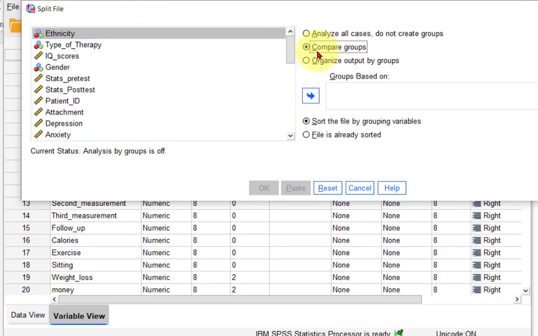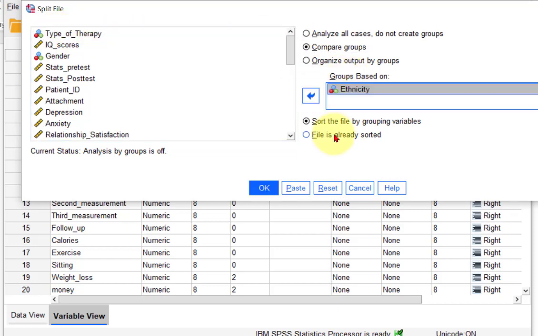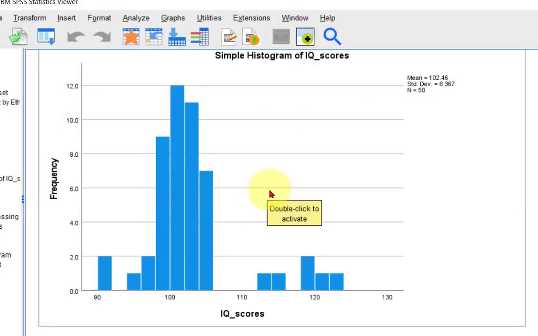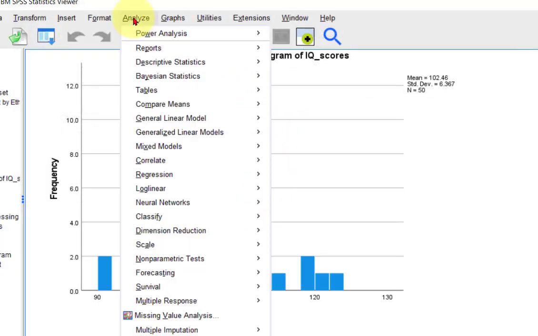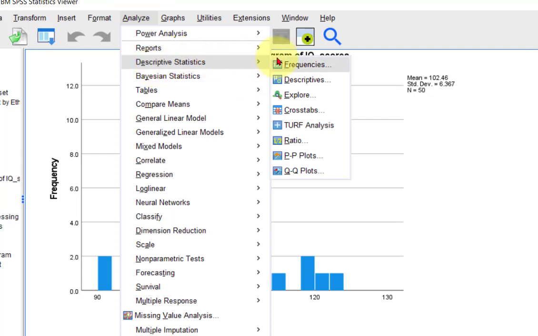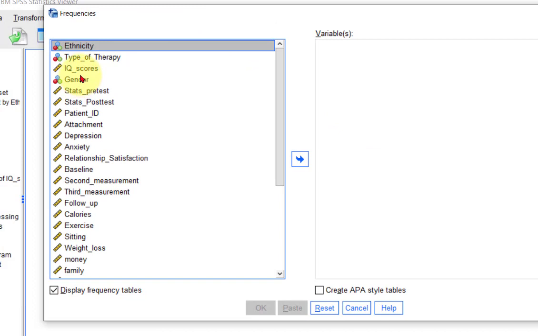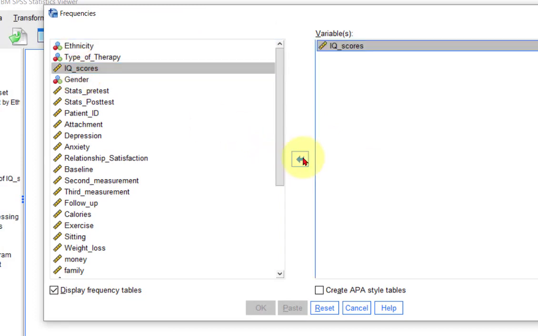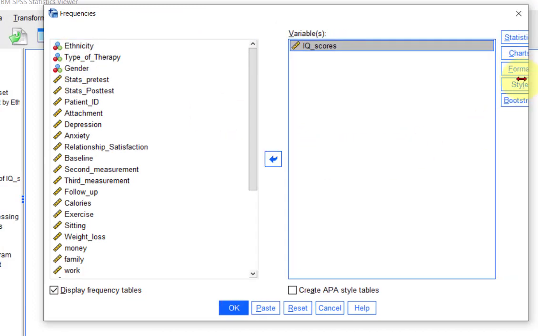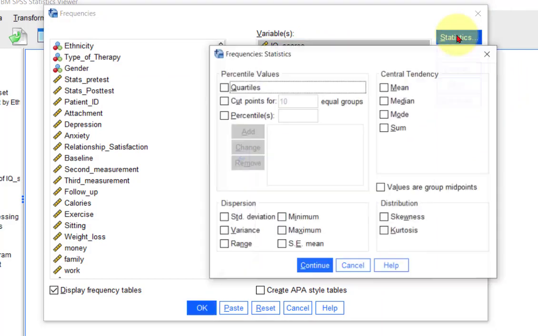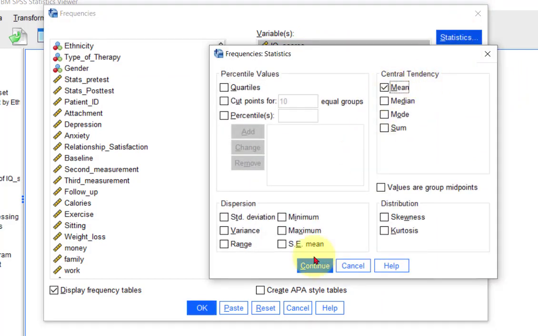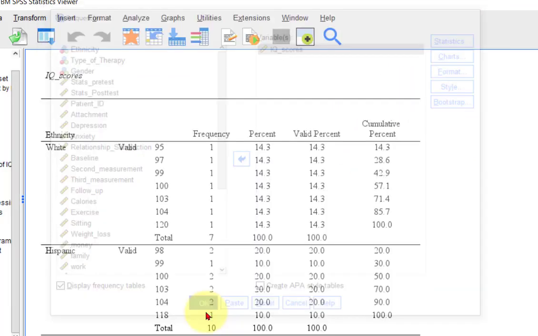And we want to compare the groups by each individual group. We're going to do ethnicity as the splitter. So for every level of ethnicity, we're going to get whatever we ask for next. And so I'm going to go easy with frequencies. And it was IQ scores. And we wanted basically just the mean or the average. So we'll make this quick and painless.